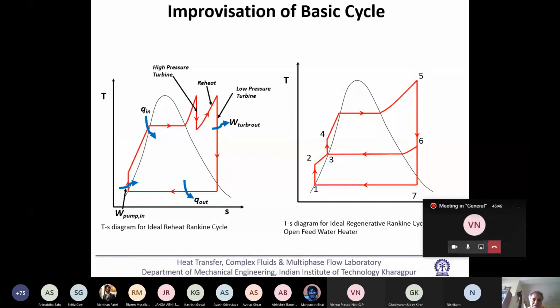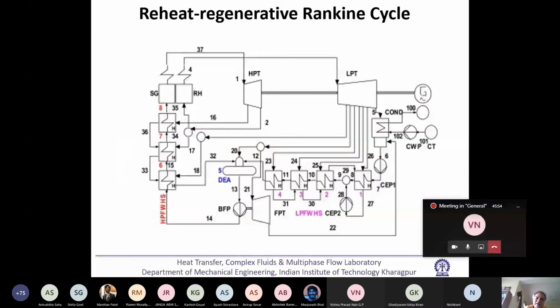Improvisation of the basic cycle. I have shown side by side your reheat and regeneration, and I have told you about the combination of reheat and regeneration. So here it is a reheat regenerative Rankine cycle, and here also you can see that different types of feed water heaters have been used, and you see this one is your deaerator. Deaerator looks like this. I have written all the deaerator. So at least one deaerator should be there in a power plant.